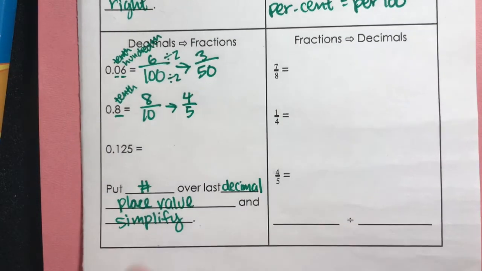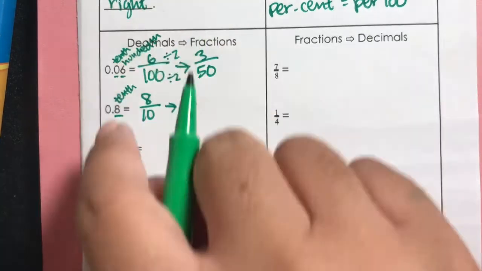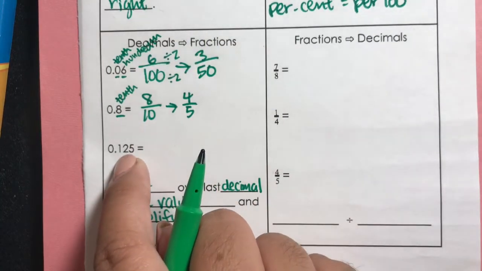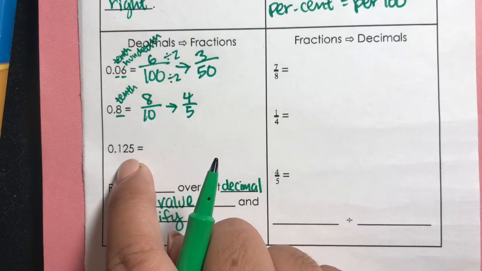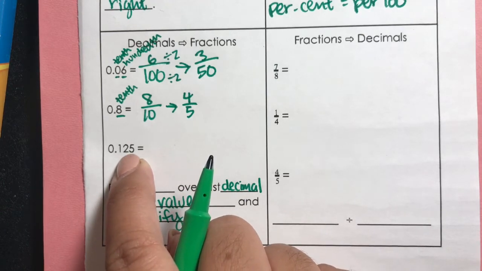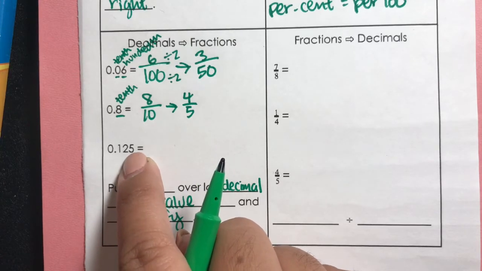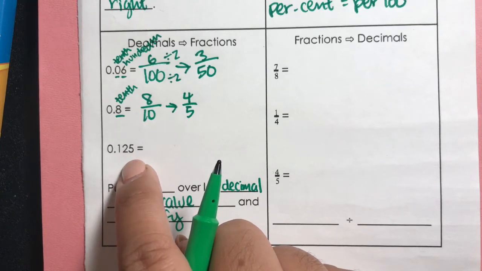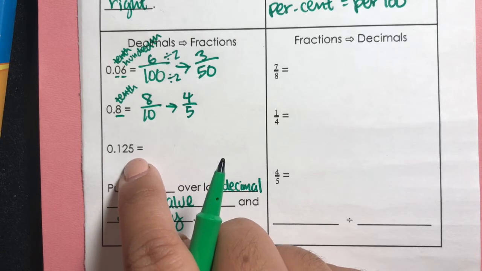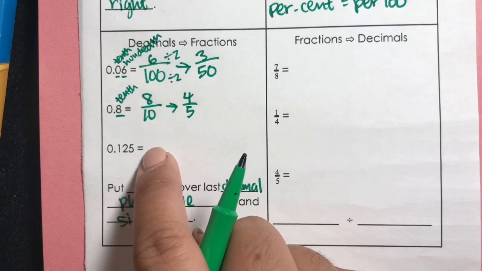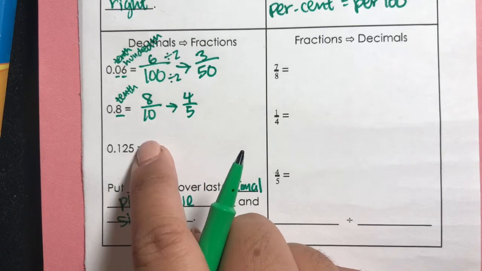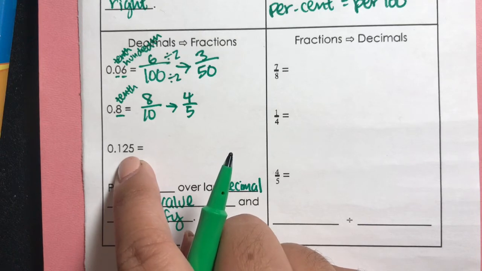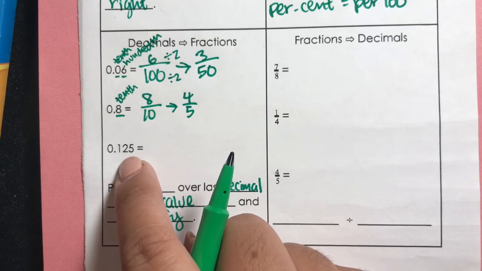So what about this one? I'll show you. 1 is the 10th place, 2 is our 100th place, and 5 is our 1000th place. So this is 0 and 125 thousandths. That should give you a hint of what the fraction is going to be. So try this on your own. See if you can find the correct converted fraction from this decimal. Pause the video, do it on your own, and then restart the video to check your answer.